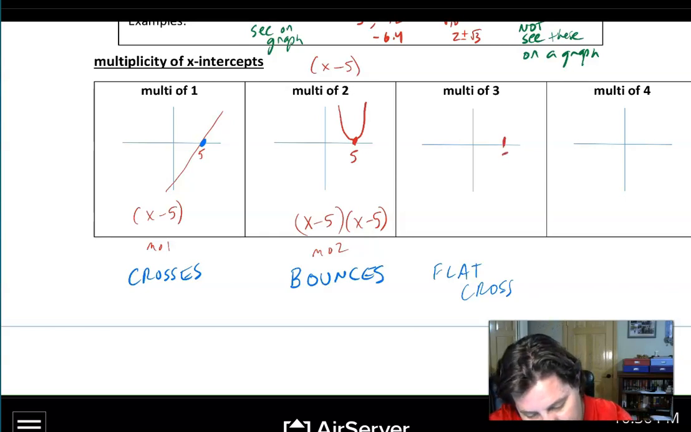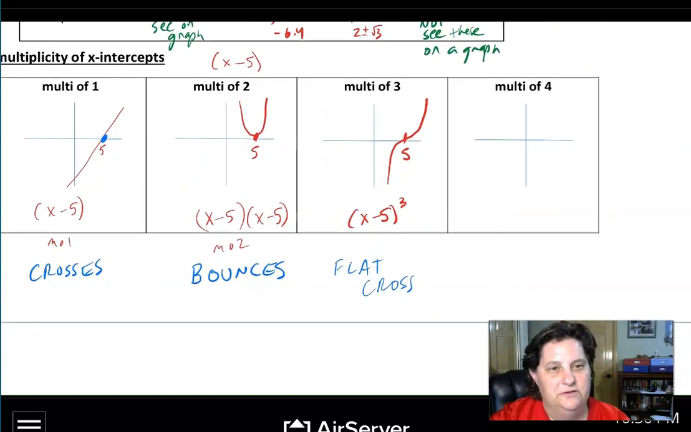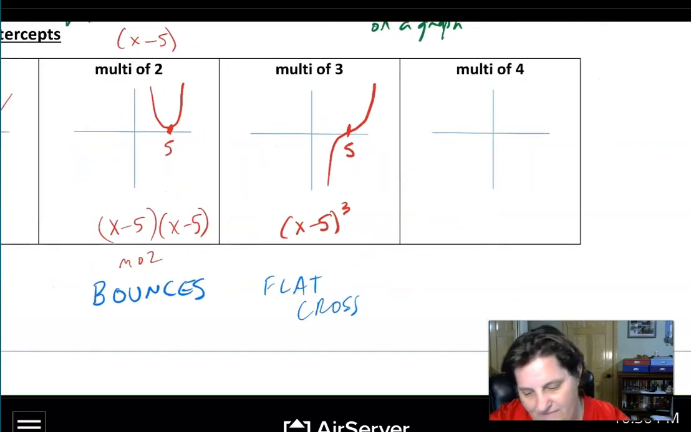All right. So a flat cross would kind of go in like that and go like that. So that's if I have 3 of these. Now instead of writing it 3 times, I can just do that. That'd be a flat cross. Let's say I have a multiplicity of 4. Multiplicity of 4, okay?